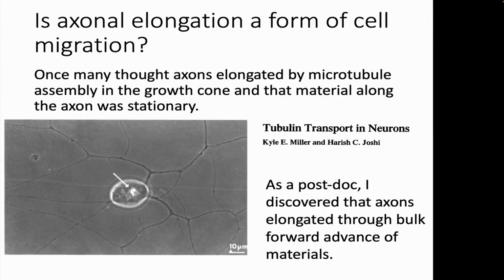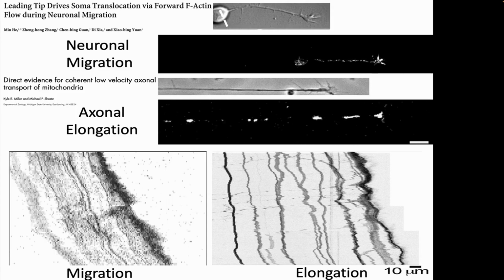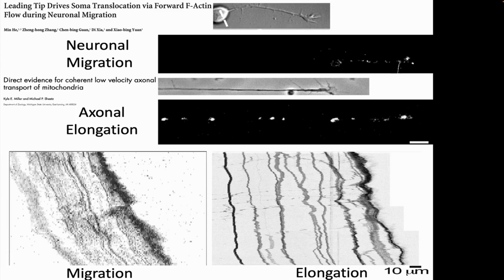Now, the question is: is axonal elongation a form of cell migration? One thing I want to point out is that for a long time, people thought that the way neurons elongated is that microtubules were stationary along the entire length of the axon, and that microtubule assembly in the growth cone drove axonal elongation. Mechanically, this is a very different process. When we look at these two things side by side, I think it paints a very different picture.